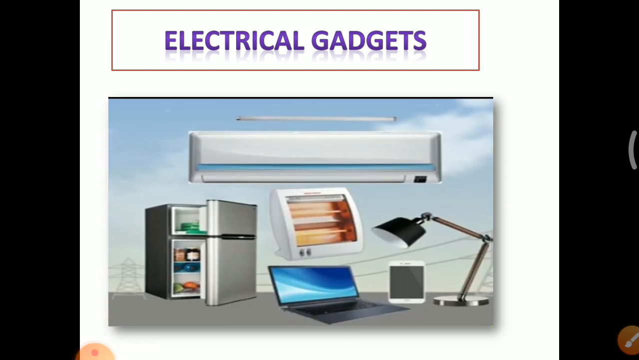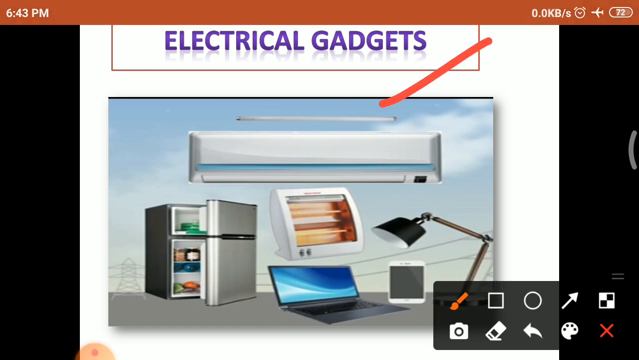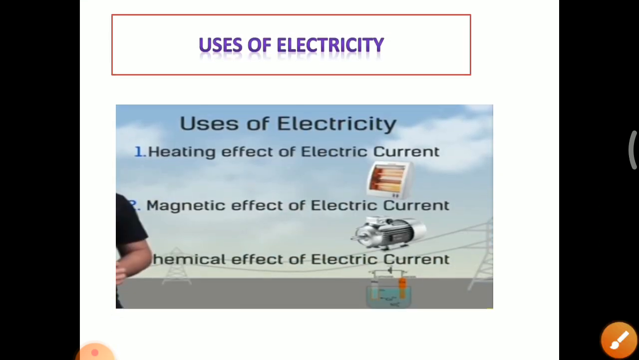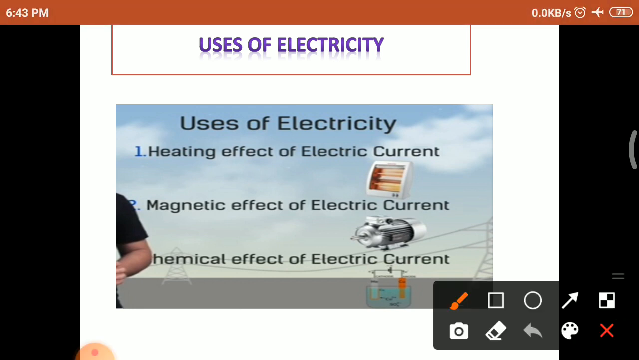Look at these images. This is a tube light, AC, refrigerator, heater, laptop, lamp, mobile phone. These electric gadgets are all running by the use of electricity. We know that. And there are three effects of electricity. One is the heating effect of electric current, another is the magnetic effect of electric current, and the third one is the chemical effect of electric current.